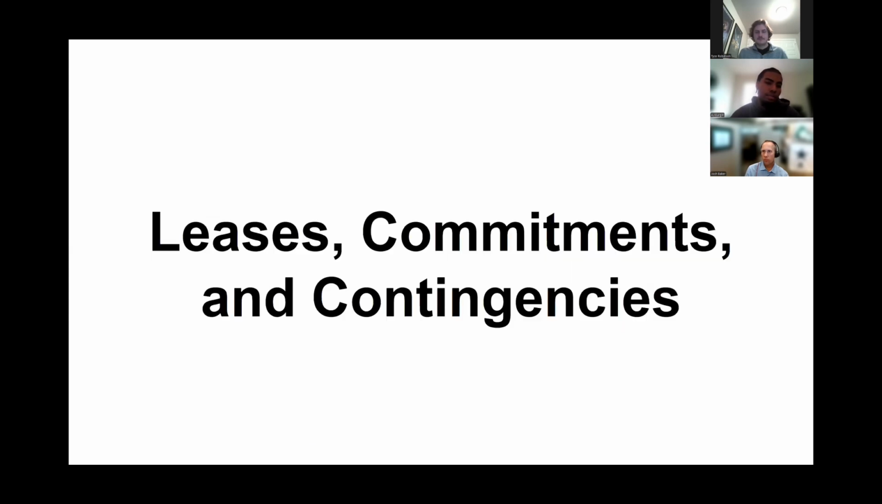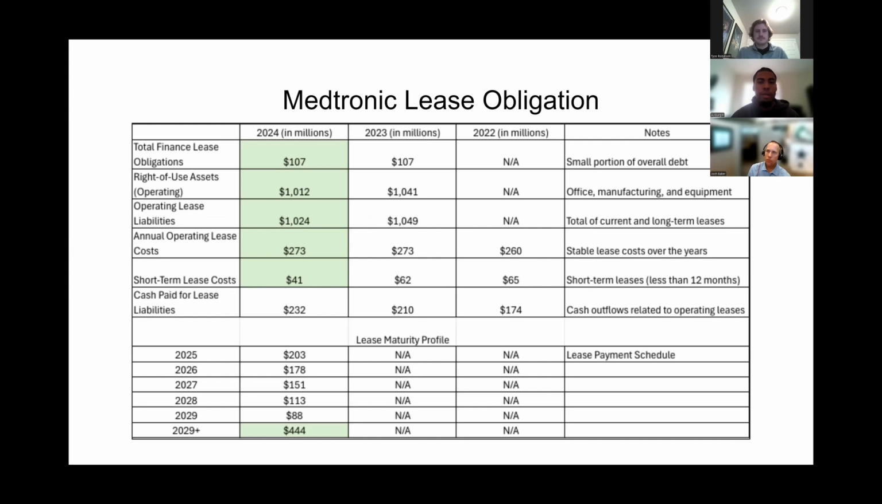All right, so I had leases, commitments, and contingencies. First, with Medtronic, overall trends in the company's leasing data showed stability in key areas like operating lease costs and finance lease obligations, staying at around 273 million and 107 million respectively, indicating just good and effective lease management.